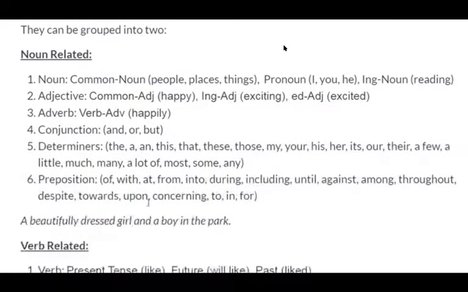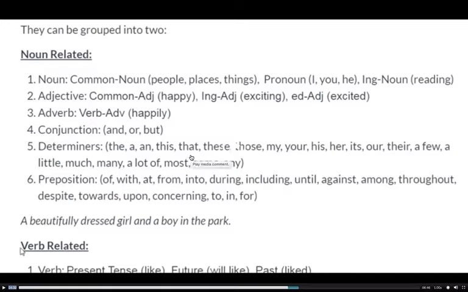Okay, so let's use noun-related part of speech and form a sentence. A beautifully dressed girl and a boy in the park. Well, we can't really do that because we don't have a sentence. A sentence must have.